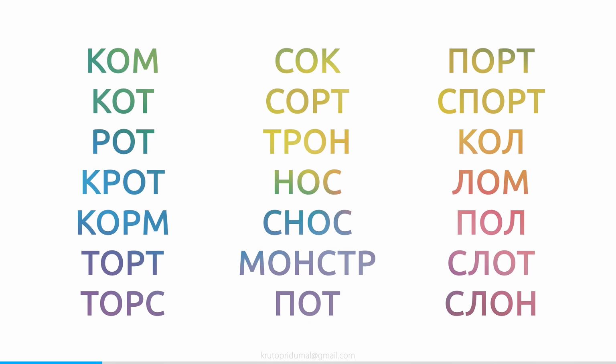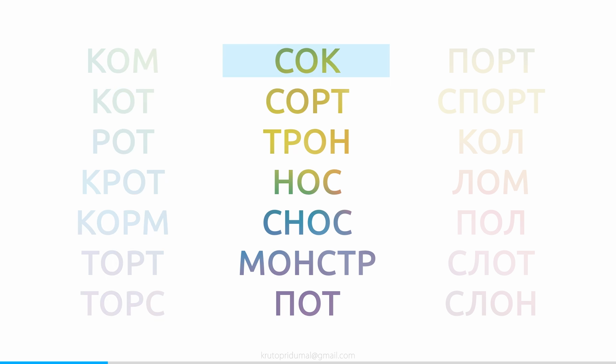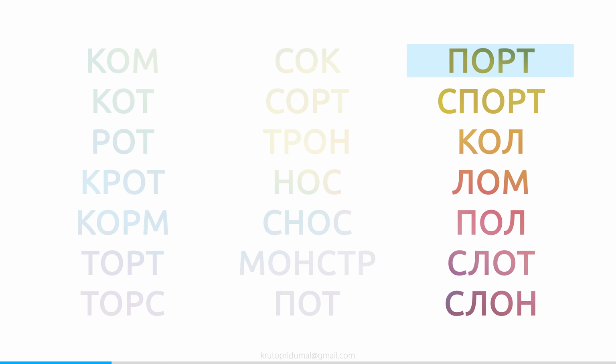Alright, that's the end of the first part. Now I'm gonna read you some words. If you wanna practice by yourself, you can just pause the video, or you can just do it with me. Kom, kot, rot, krot, korm, tort, tors, sok, sort, tron, nos, snos, monster, pot, port, sport, kol, lom, pol, slot, slon.